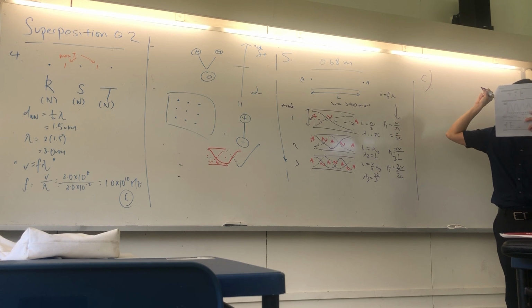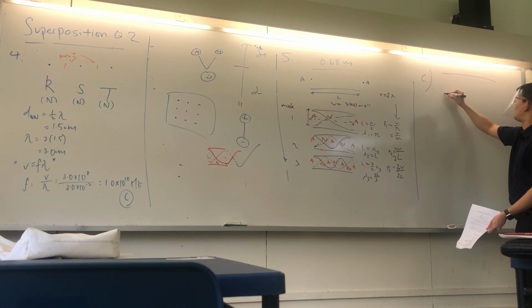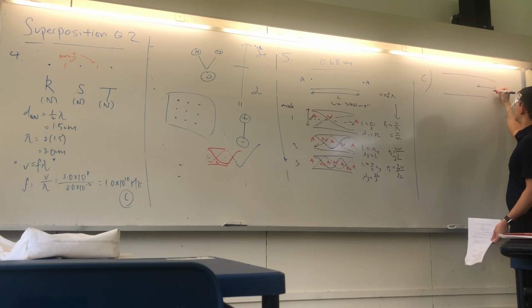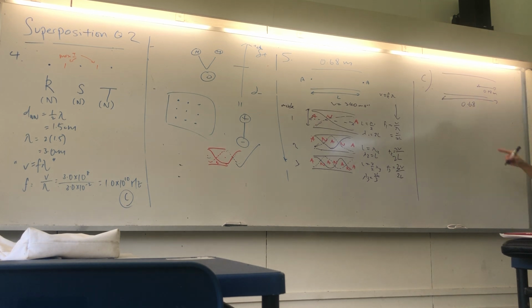Alright, this last part says, as the frequency of sound is increased, identify the two lowest frequencies if I put a microphone at 0.17 distance away from the edge here. And that's 0.68. So first, I've got to get 0.17 as a fraction of the total wavelength.